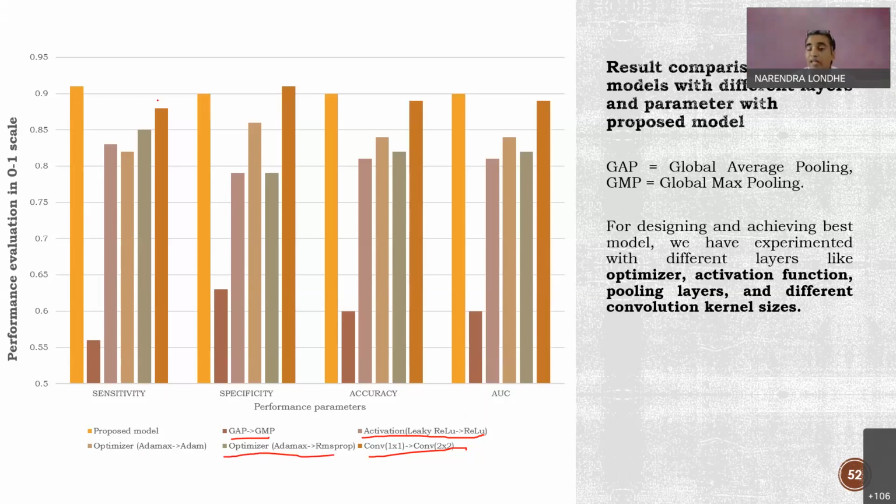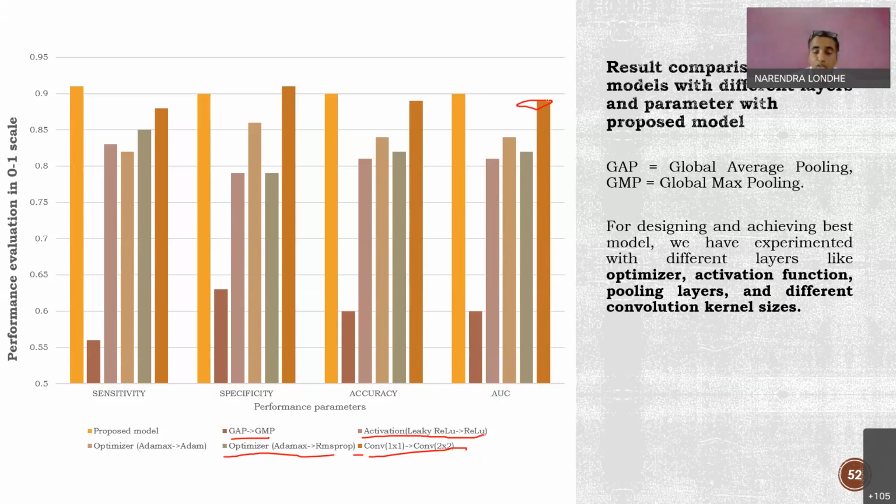Ultimately, I want to tell you that the fully convolutional network has the best result, and with these performance parameters, you can see the convolutional layer having the size of this.